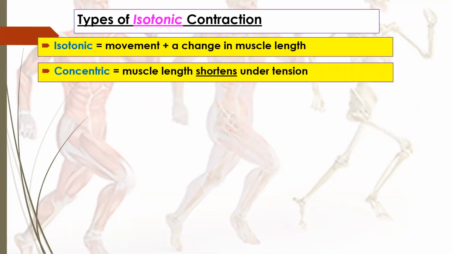We then take a look at this. So you've got two different types of isotonic contractions. Isotonic: movement and a change in muscle length. The first type of isotonic contraction is what we call a concentric contraction. Make a note of this. Concentric is where the muscle length shortens under tension. So there's movement involved and the muscle length is shortening during the contraction.